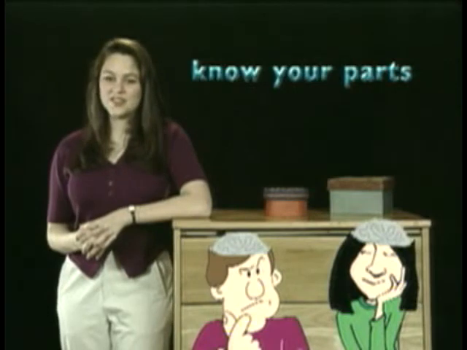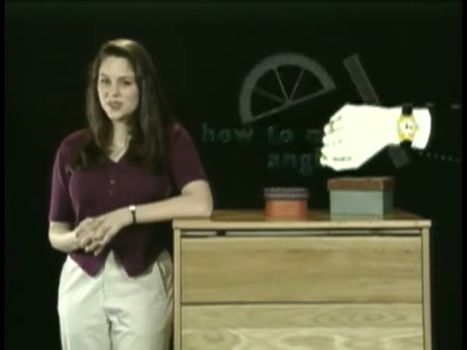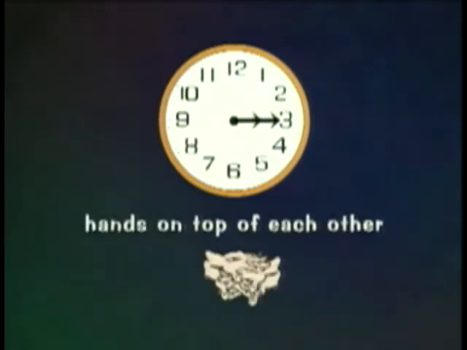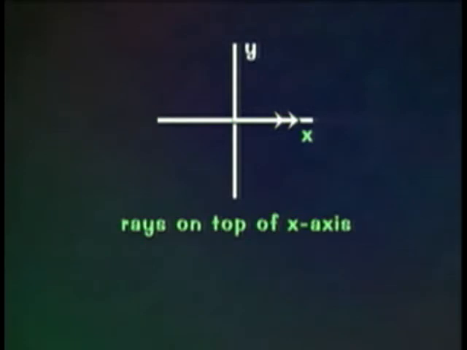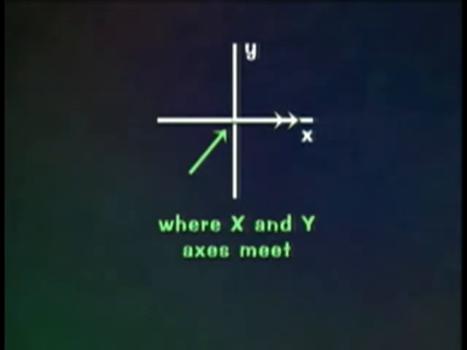Now that you know the parts of this graph, we'll show you how to measure angles on it. Earlier, we used a clock to help us talk about angles. Let's look at that clock again. We started by positioning the hands of the clock at 3:15. So the hands were on top of each other. We're going to do the same thing, but this time we'll put the hands on our XY graph. We're going to put both of the rays, or hands, on top of the x-axis. The vertex of the rays is at the origin of the graph, where the x and y axes meet.